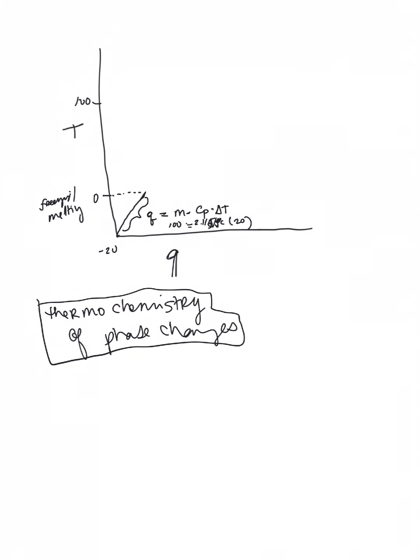Once we've arrived at our melting temperature, our line flattens out. We have a portion of the curve where our temperature doesn't change with increased heat, and that's because all the heat is going into a phase change. So what happens in the phase change? We start off solid, and then we go to liquid.